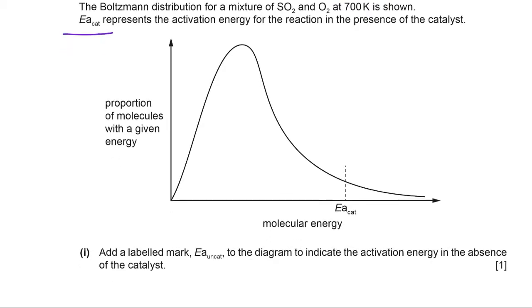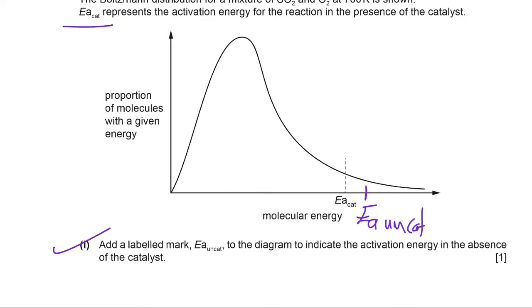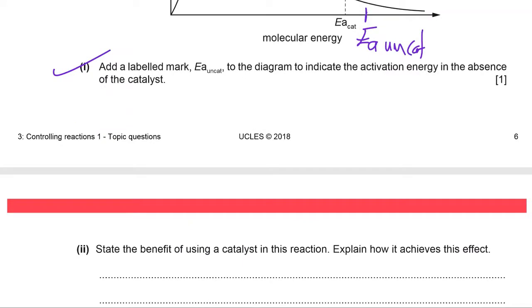Now, this is a question. Add a labeled mark of activation energy without catalyst. So without catalyst, that means it should be on the right of the activation energy in the presence of catalyst. So here it's EA without catalyst. Why? Because you will see in the next question: state the benefit of using a catalyst in this reaction. Explain how this effect is achieved.